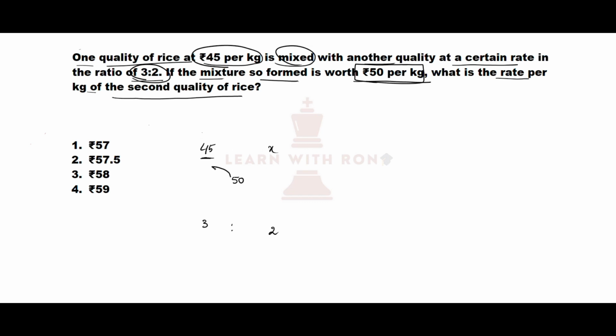See here, 50 minus 45, how much here? 5. See, if 2 ratio equals 5, what is 3 ratio here? 2 ratio 5 is nothing but multiplied with 2.5. 3 times 2.5 is how much? 7.5. So here x is greater than 50. So x minus 50 is 7.5. X is nothing but 57.5, which is the rate of the second quality of rice. So our answer is option number 2 here.